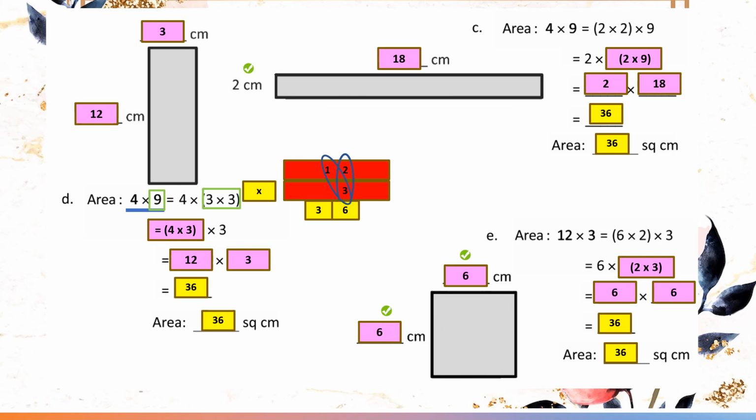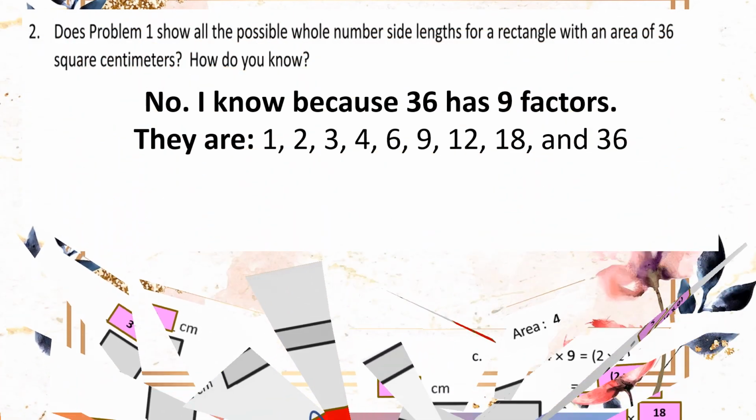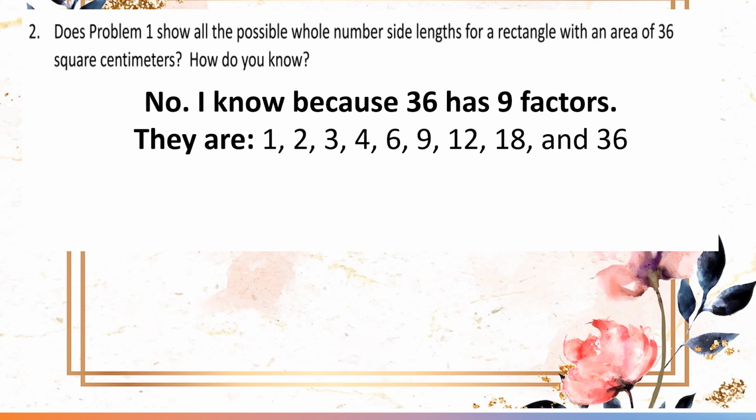Now will be a good time to go ahead and pause the video if you need to make sure that you have everything written down in the correct place. Now we're on number 2. Number 2 says, does problem 1 show all the possible whole number side lengths for a rectangle with an area of 36 square centimeters? How do you know?